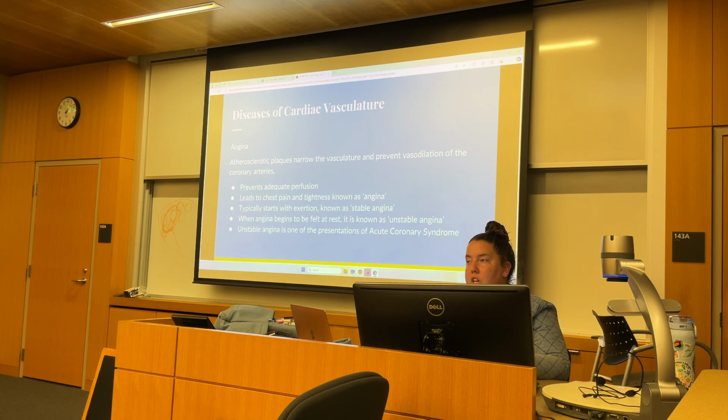That's stable angina. If angina begins to be felt at rest, it becomes known as unstable angina. So now we're having blood flow issues at rest, not just when you're exercising or with activity. Unstable angina is one of the presentations of acute coronary syndrome, which we are about to go over.